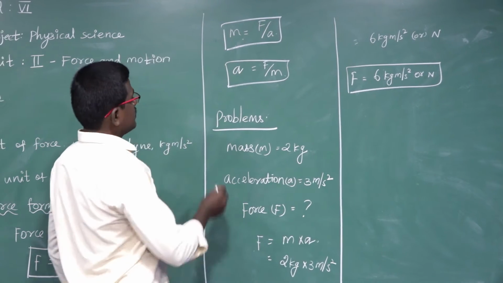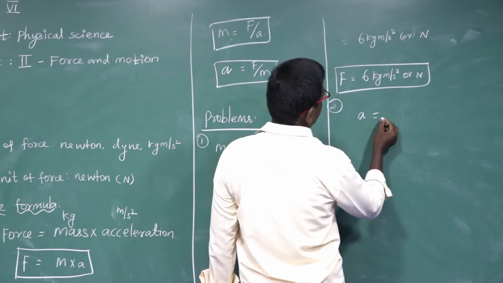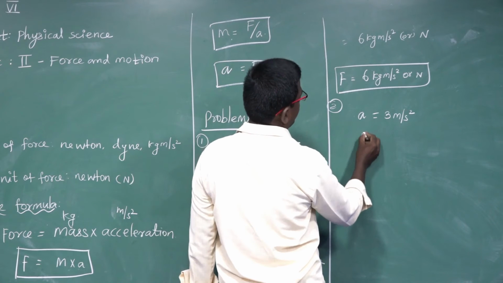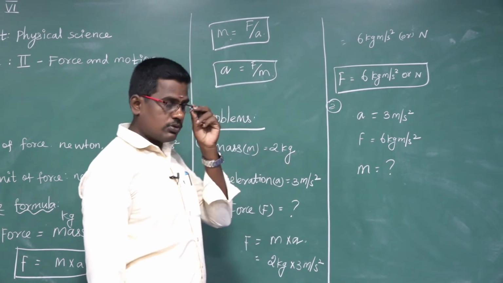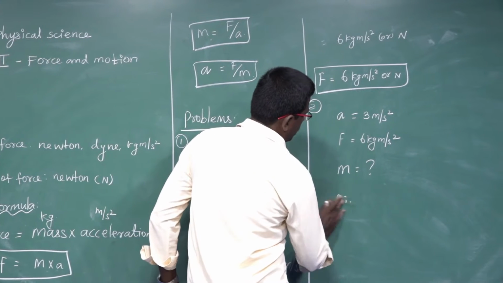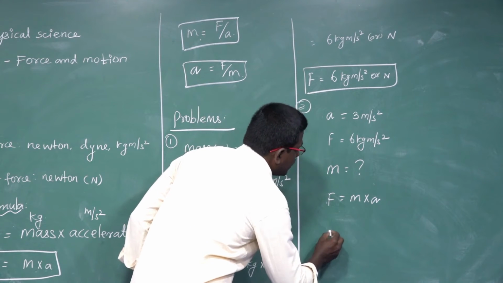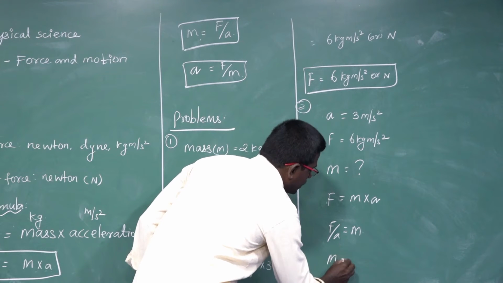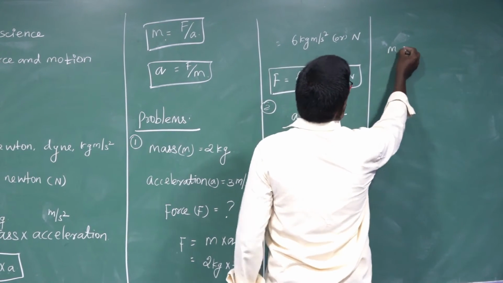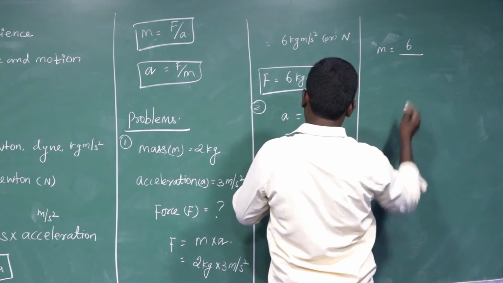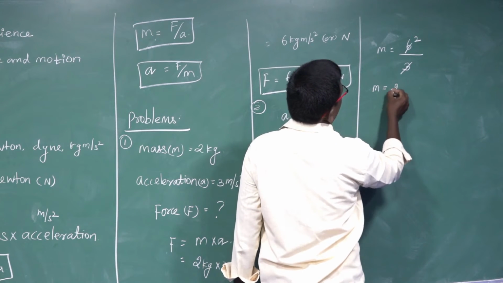Another example problem. Given acceleration A equals 3 meter per second square and force F equals 6 kilogram meter per second square, find the mass. From the force formula F equals m into A, the mass formula is m equals F divided by A. So mass equals 6 divided by 3, which is 2. Mass m equals 2 kilogram.